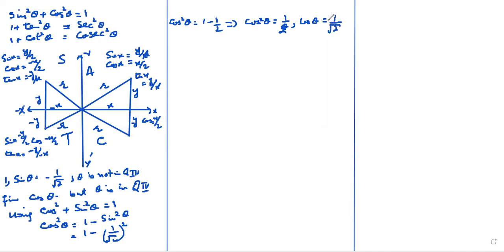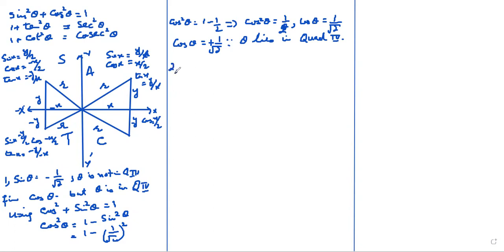Right, it will carry the plus sign. So cosine theta will be plus 1 over 2 because theta lies in quadrant 4. That's the answer. And these questions are repeatedly asked in the board exams.